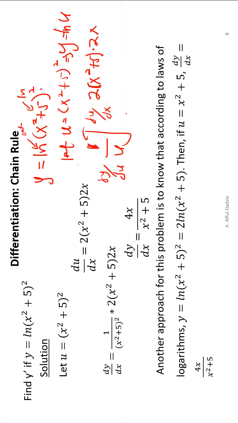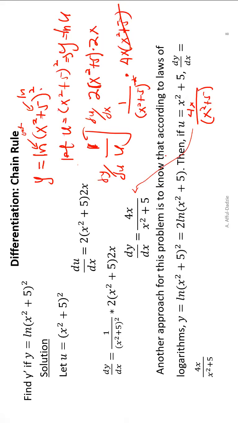So if we want to put this together, 1 over u times du dx, which is this. So you have 1 over u, which is x squared plus 5 all squared, multiplied by, let me just simplify this, 2 times 2x is 4x. So we can make it 4x times x squared plus 5, okay? All of this can cancel against this because this is squared. So all we have left is 4x over x squared plus 5. And you have your final answer as this. Very straightforward stuff.